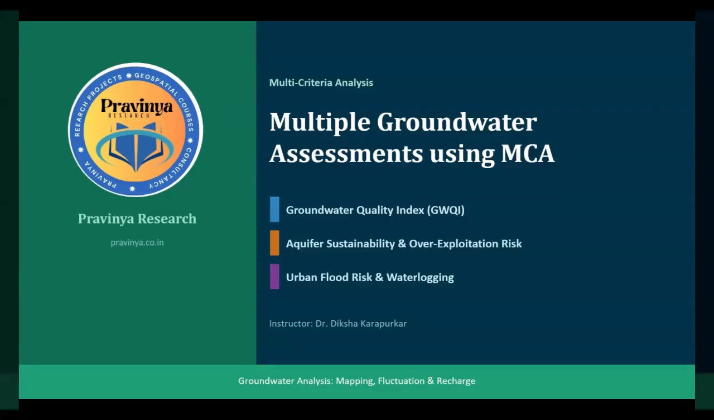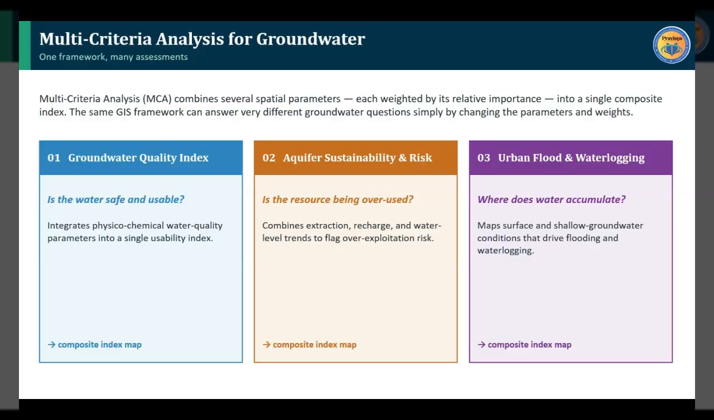Over the next hour, we will look at three very different groundwater assessments: water quality, aquifer sustainability, and urban flood risk. And you will see that all three are built from the same engine. We will go through the parameters each one uses and then we will spend real time on the methodology. This will include how we rank those parameters, how we weigh them, and how we combine them into a single map.